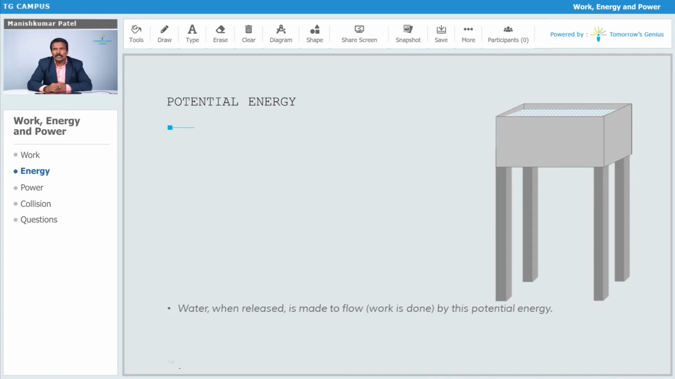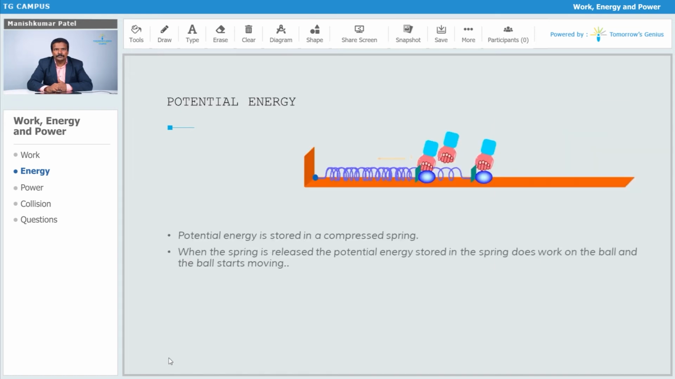The water is stored in the dam. When the water has been released, the potential energy gets converted into kinetic energy. The water is at a certain height, so it possesses that potential energy.